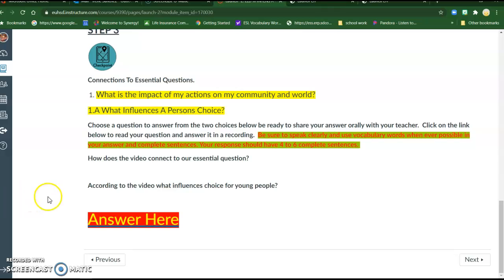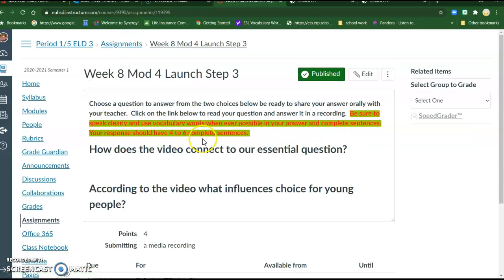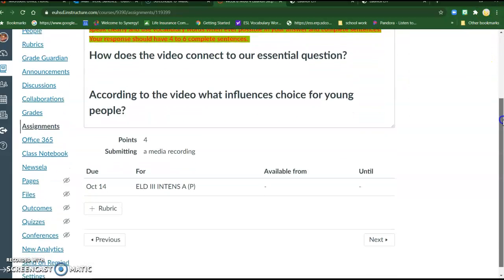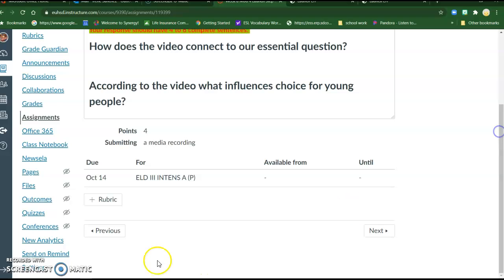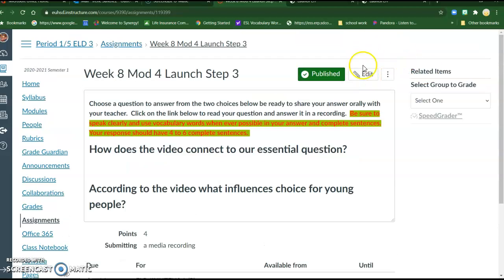The way you're going to answer these are orally. So you're going to click here where it says answer here in red and yellow. Once you click on that, you're going to go ahead and see the directions again. This is an assignment that is graded. Okay. You will have a record media button in the bottom after you click on your blue submit button that comes up. And you just simply tell me the question and answer it.